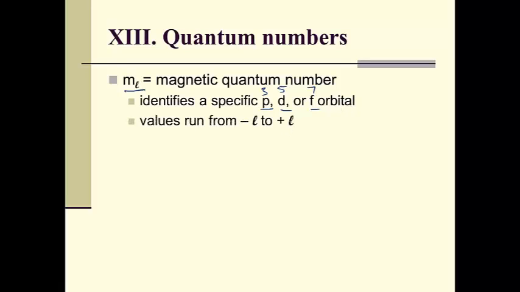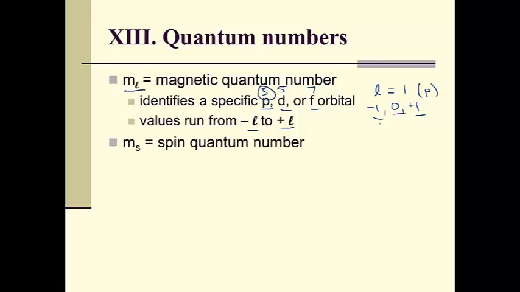The values run from negative L to positive L. So, if we said L was equal to 1, that meant it was in a p orbital. Possible values for the p orbital, the m sub L values would be negative 1, 0, and positive 1. Now notice there's 1, 2, 3 values, because there are 3 p orbitals.